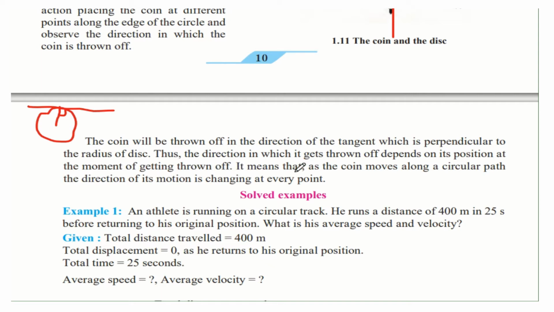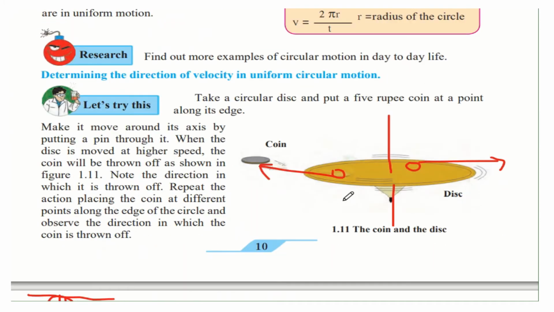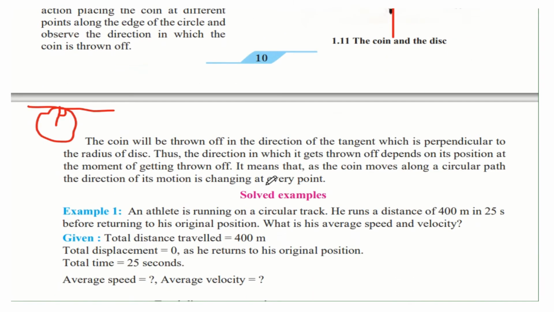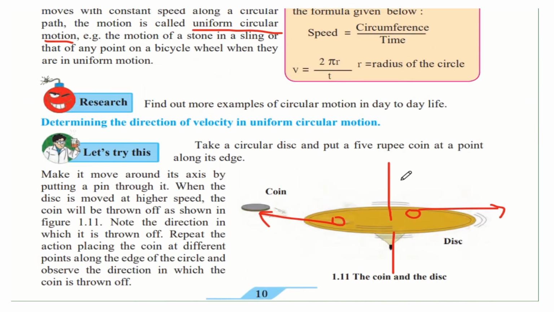It means that as the coin moves along a circular path, the direction of its motion is changing at every point. So over here that we have seen, wherever you place the coin and you start spinning it, the moment it gets thrown off, it will make a tangent to the radius, and the coin's motion keeps changing every point because the coin is rotating. So because of that, its motion keeps on changing.